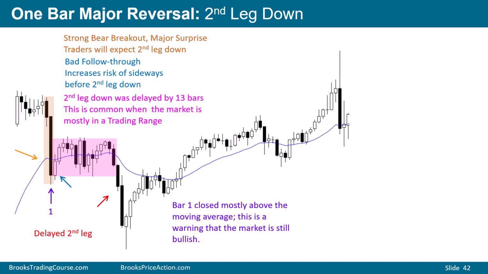And I call this a delayed second leg. We have a bear breakout here, but what's the problem with it? There's several reasons this bear breakout is problematic. It does not mean that the bear breakout is going to fail. What it means is it's probably going to get a delayed second leg.